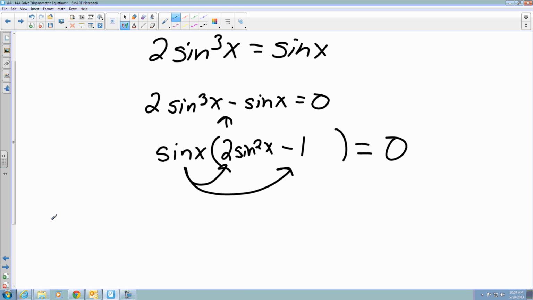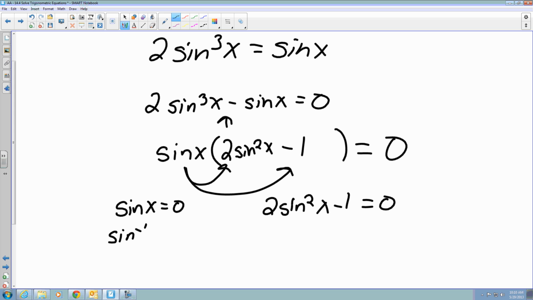So now from here I get to use the zero product property. So now I get to set sine of x equal to 0, and I get to set 2 sine squared x minus 1 equal to 0. For the first one, in order to get x as our value, we must take the inverse sine of 0, which will get x. And in this case, the inverse sine of 0 is 0.